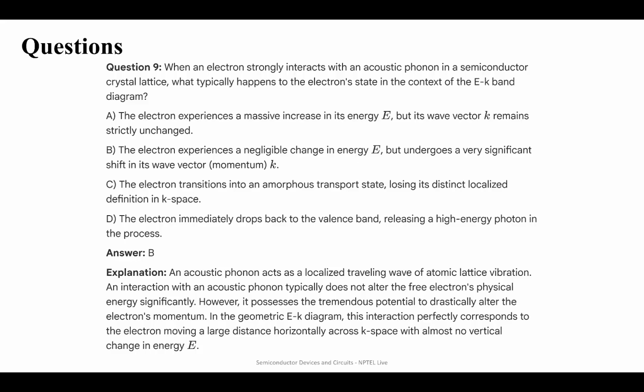So the correct answer is option B. An acoustic phonon acts as a localized traveling wave of atomic lattice vibration. An interaction with an acoustic phonon typically does not alter the free electron's physical energy significantly. However, it possesses a tremendous potential to drastically alter the electron's momentum. In the geometric E-k diagram, this interaction corresponds to the electron moving a large distance horizontally across k-space with almost no vertical change in energy E.